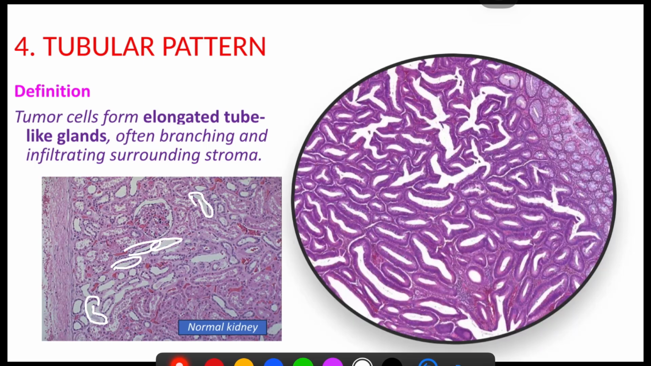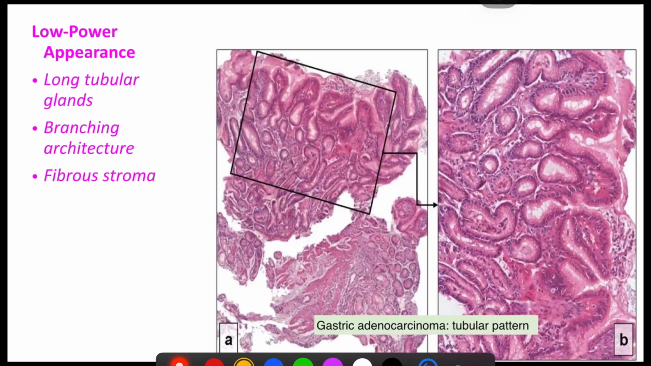So here you can see this is the glandular pattern, and you can identify small glands here. But here the tumor part shows elongated tubules with some angulation, some branching. So this is called tubular pattern because it has elongated tubular lumen, right? So this is a case of tubular adenoma of intestine.